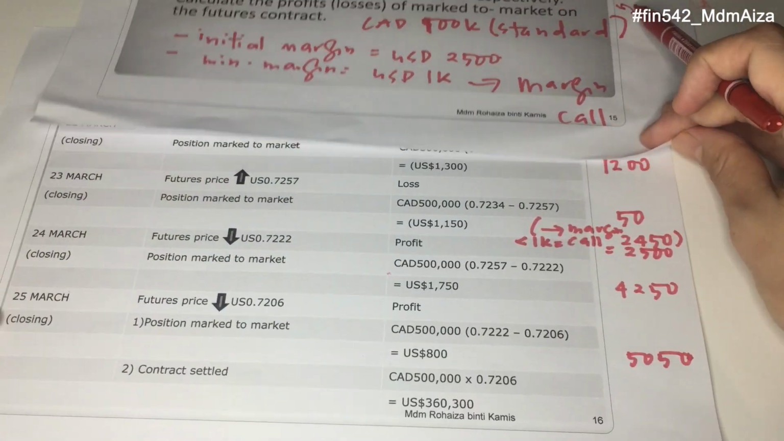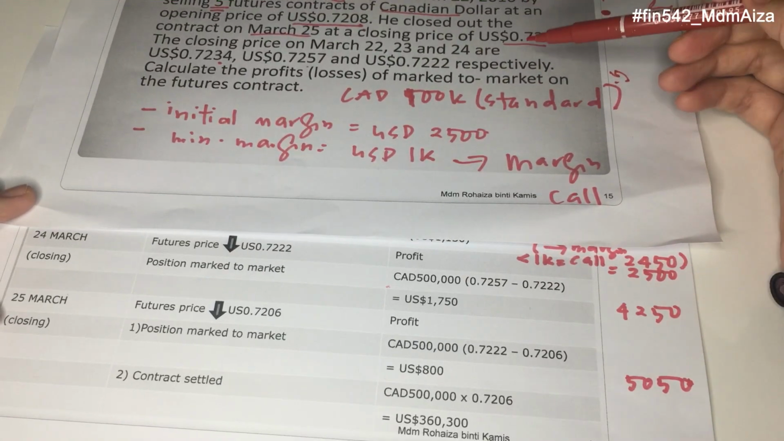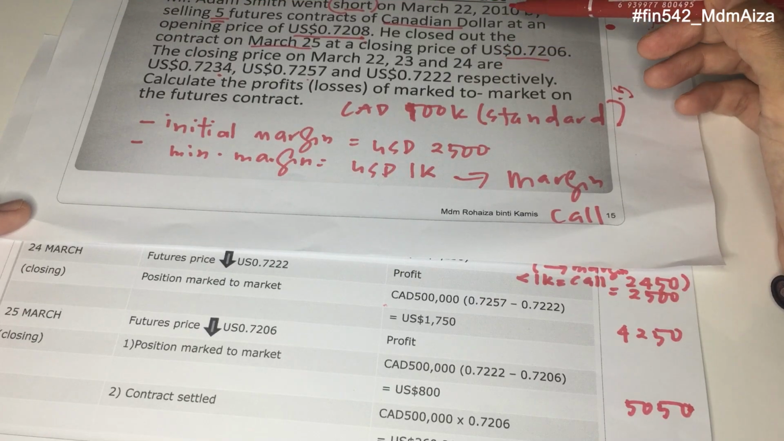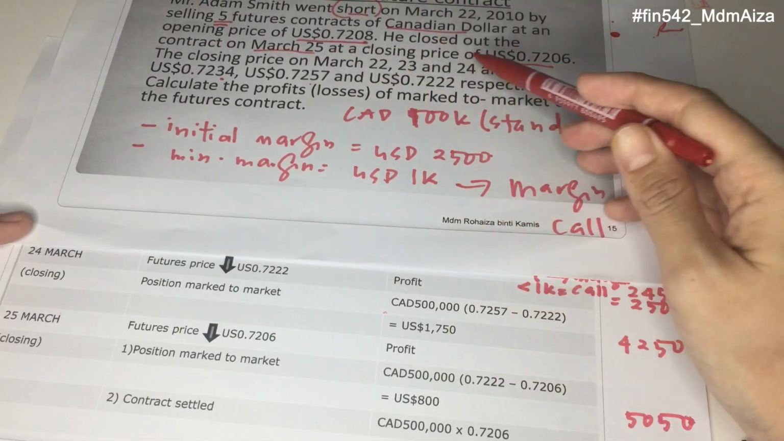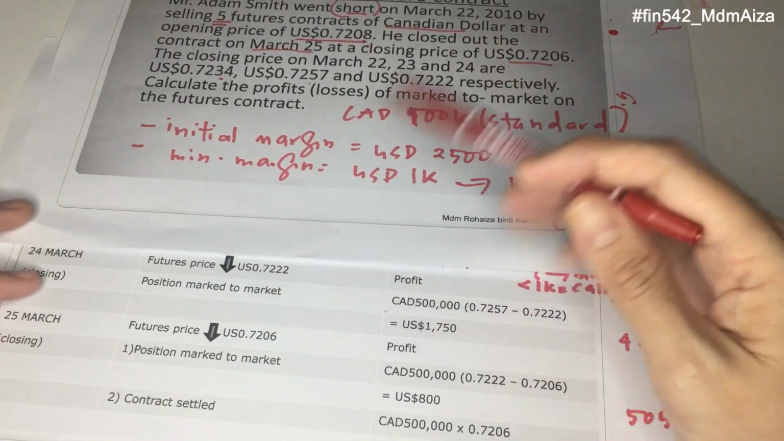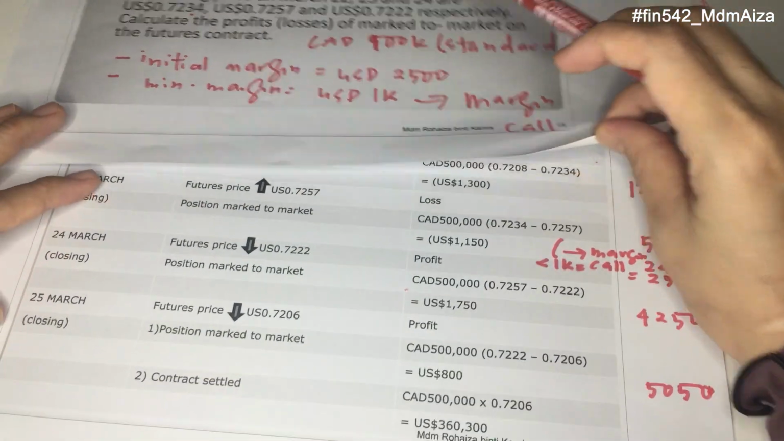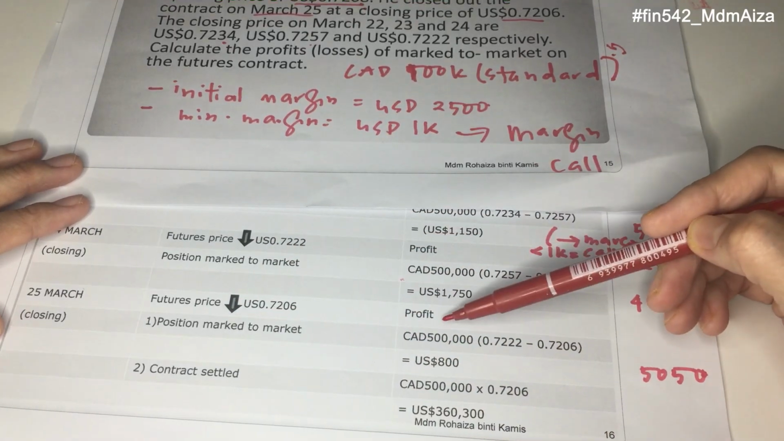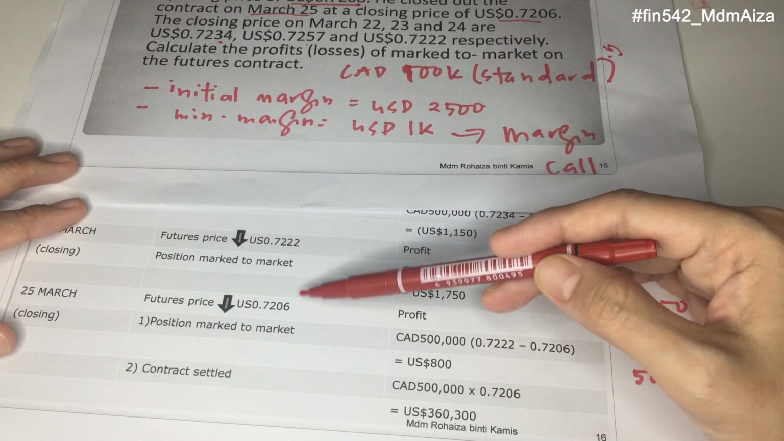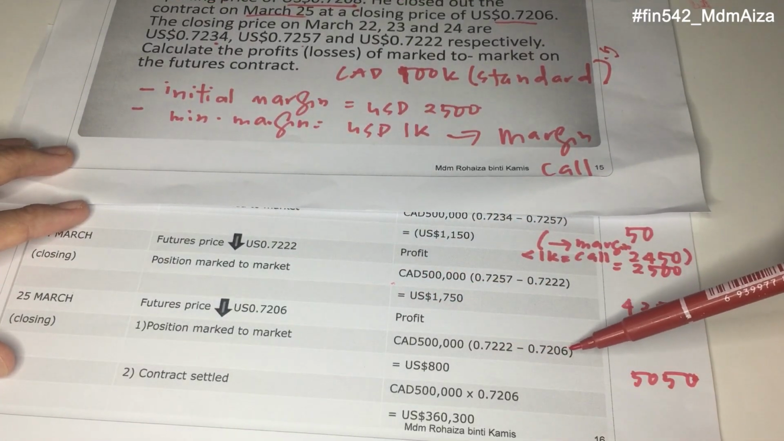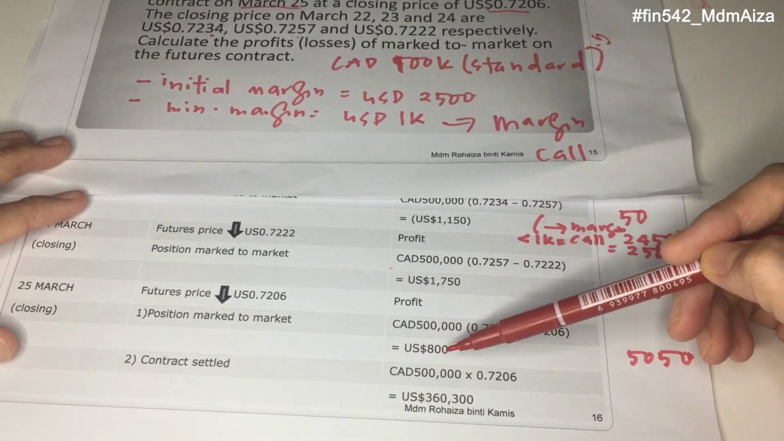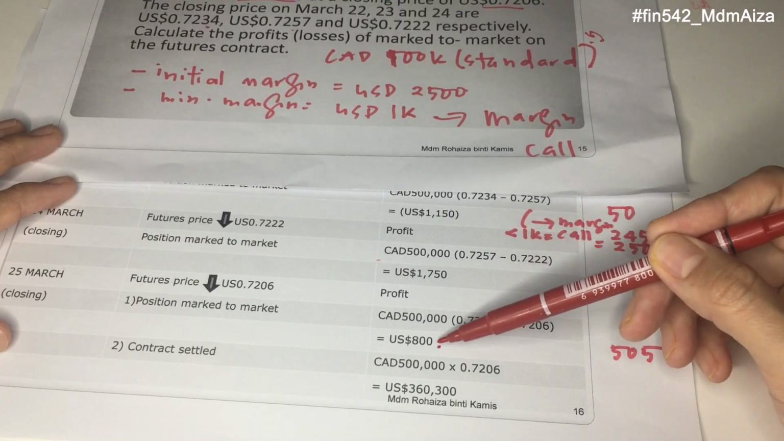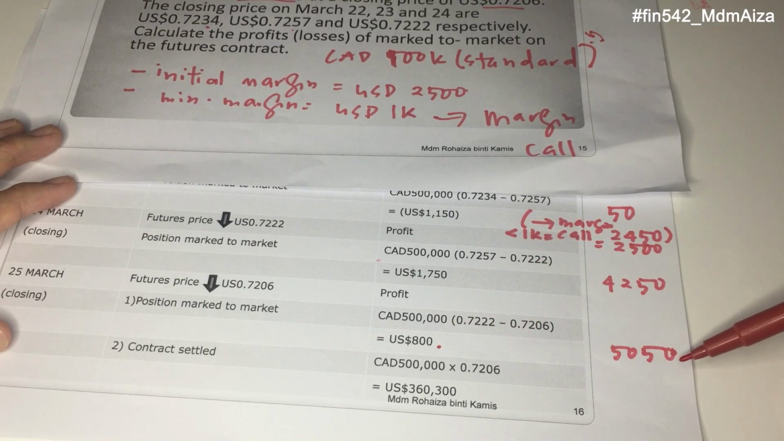And the profit for the last day, 25th of March. Yes, this is the 25th of March. The closing price will be 7206, so that's why I write 7206 here. Okay, what happened to the futures price? Again, the futures price dropped, so we will gain a profit because we sell at 7222 and buy at 7206. 7222 minus 7206 times the standard contract 500,000, so Adam Smith will get a profit of 800. So 4250 plus 800, I will get a margin account balance of 5050.